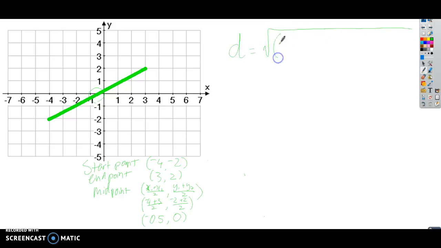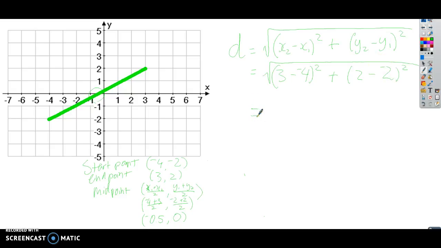My big fancy rule. D equals the square root of x2 minus x1 all squared, plus y2 minus y1 all squared. Again, I'm going to sub those values in. So it is the square root of x2 becomes 3, x1 is negative 4 all squared, plus y2 is 2 minus y1 negative 2 all squared.